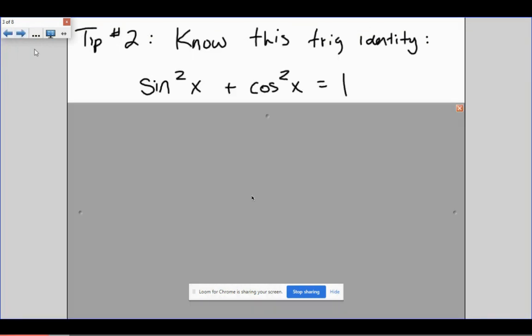Now the second tip is to know this trig identity. This is a Pythagorean trig identity. There's two others, but I think if you know this one, that's usually sufficient. Sine squared plus cosine squared is equal to 1, which if you've learned about the unit circle, you might actually be able to figure out why that's a Pythagorean identity. But if you don't know, that's okay. Doesn't matter for this lesson. But remember and memorize sine squared plus cosine squared is equal to 1.